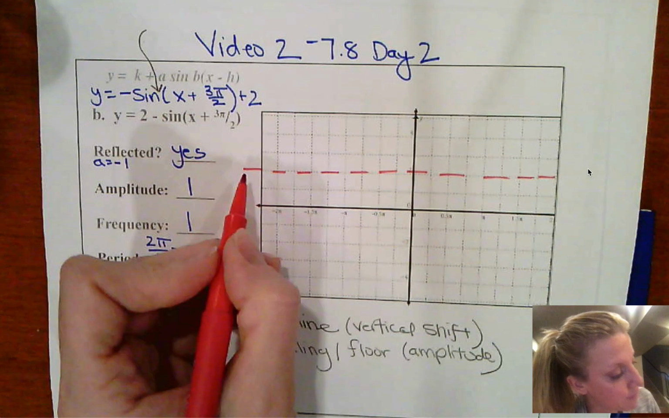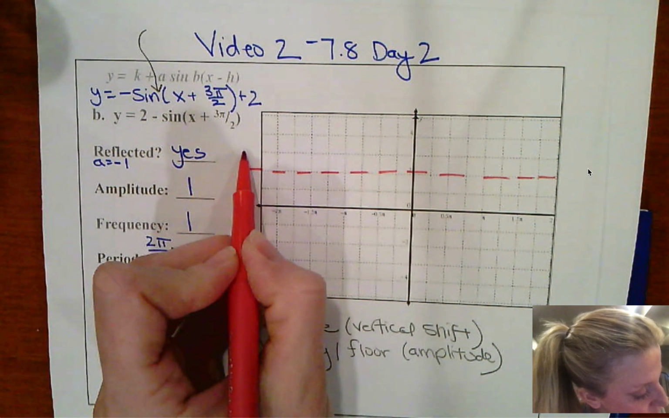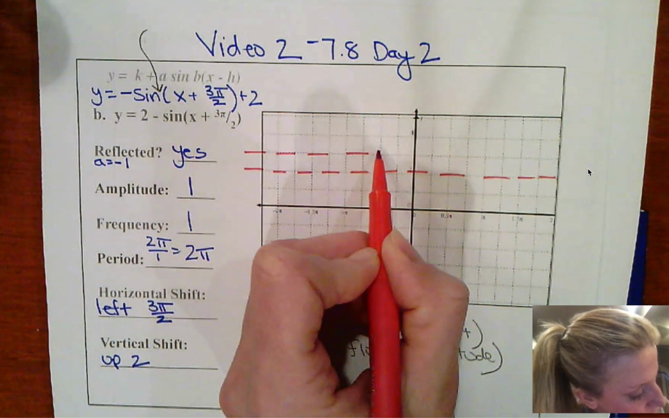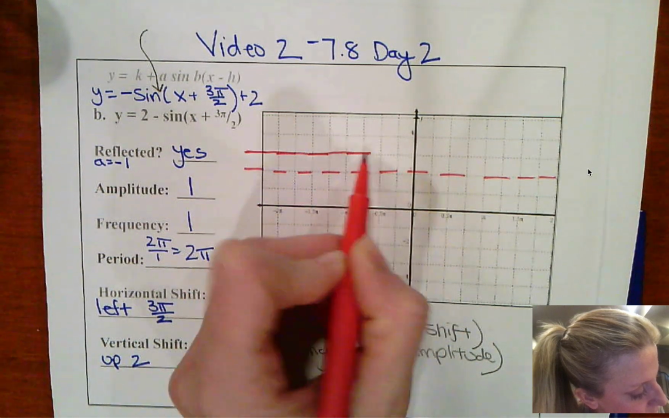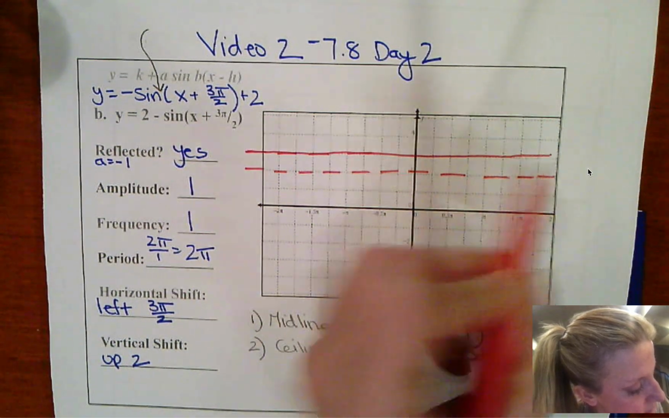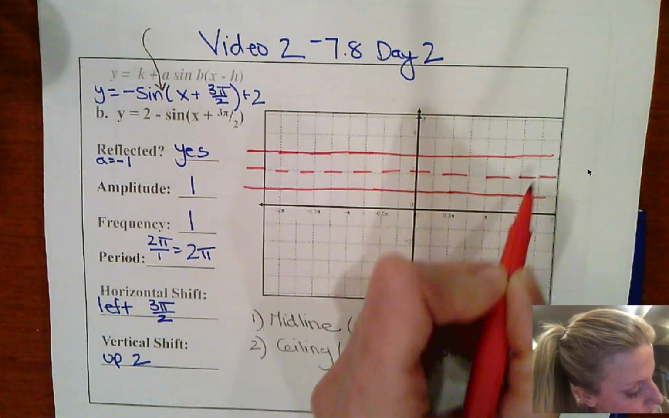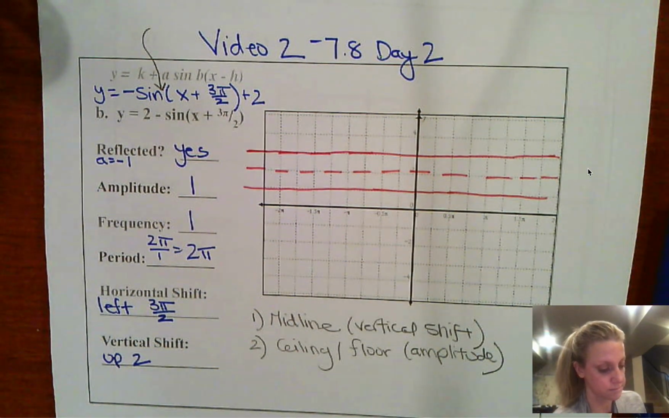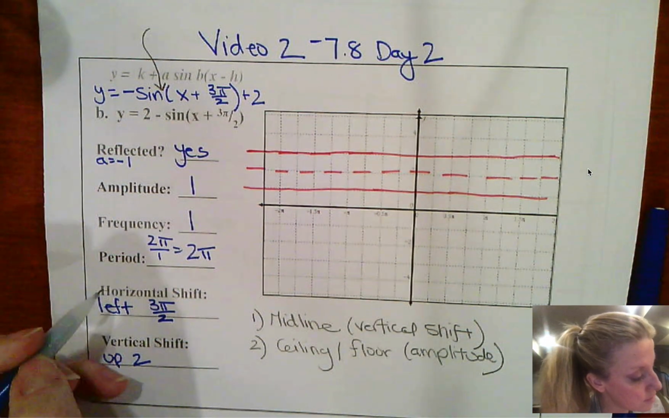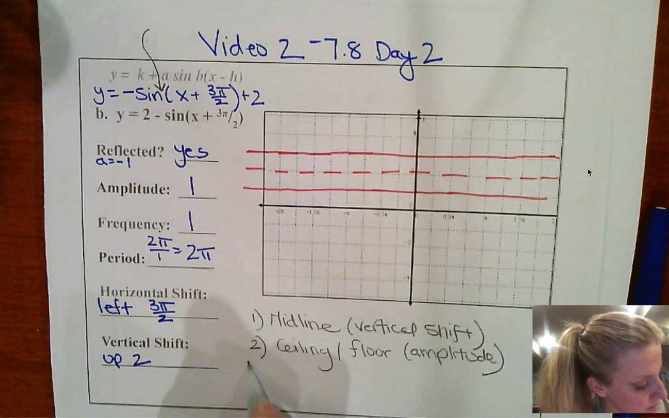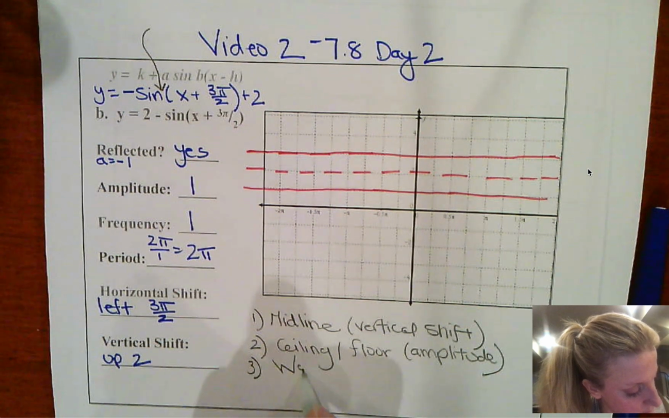All right, so from the midline, since the amplitude is just 1, I'm going to go up 1. Maybe I'll go like that, so it looks a little different than the midline, and I'll go down 1 below the amplitude. All right, so I have my ceiling and my floor on. All right, the next thing I'm going to do after that is the horizontal shift. I'm going to put the walls up.